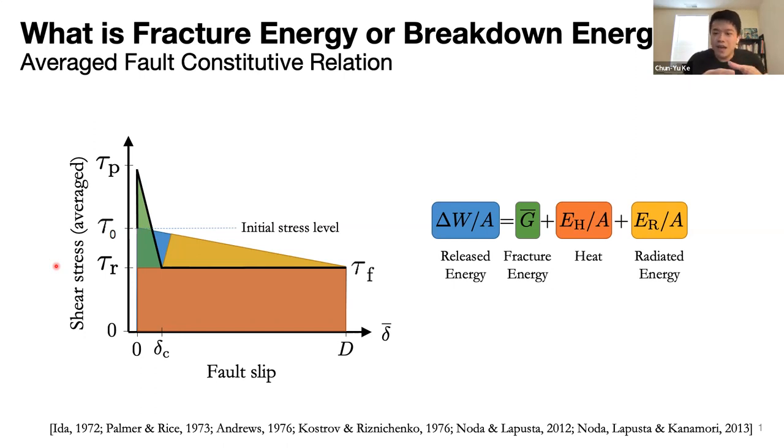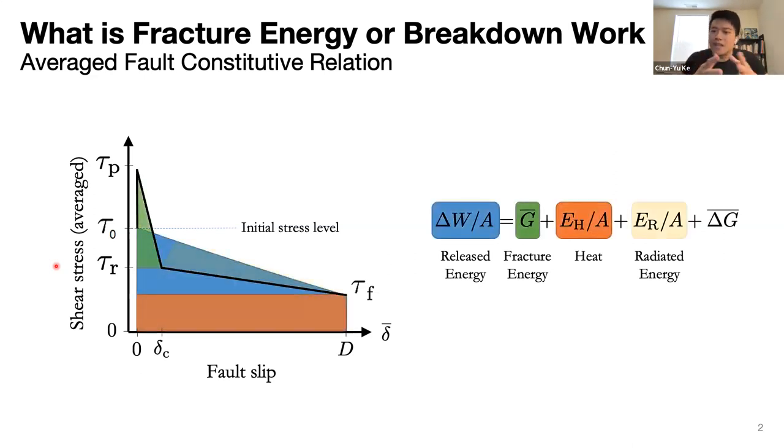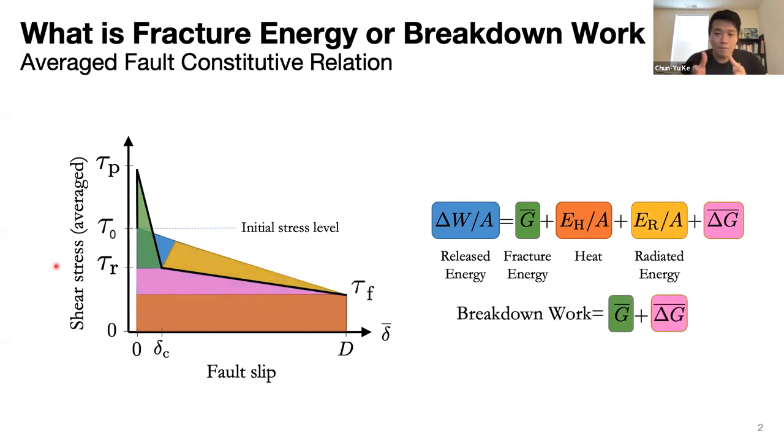Until recently, the terminologies fracture energy, breakdown work, or breakdown energy have been used sometimes interchangeably. And there is also evidence of secondary weakening mechanisms that will allow the fault to weaken further as slip increases, such as thermal pressurization or off-fault damage. This creates a dilemma for the community about whether to include that pink area, the delta G, into the term fracture energy, as it does associate with the fault weakening.